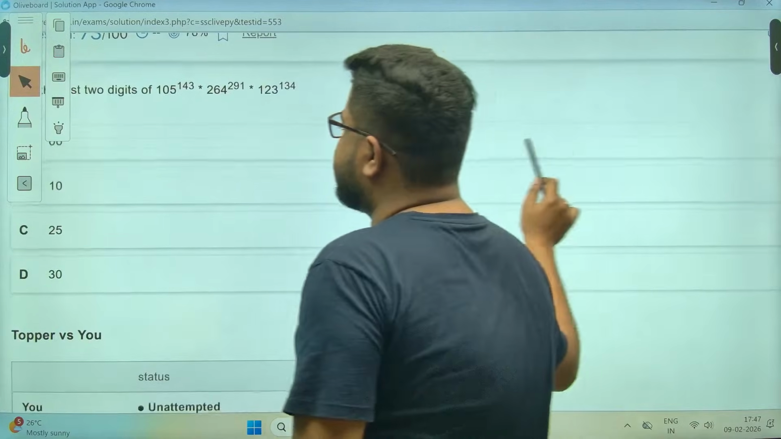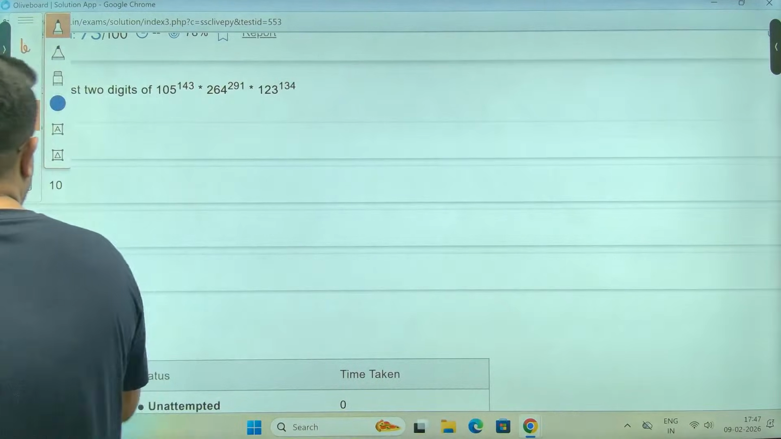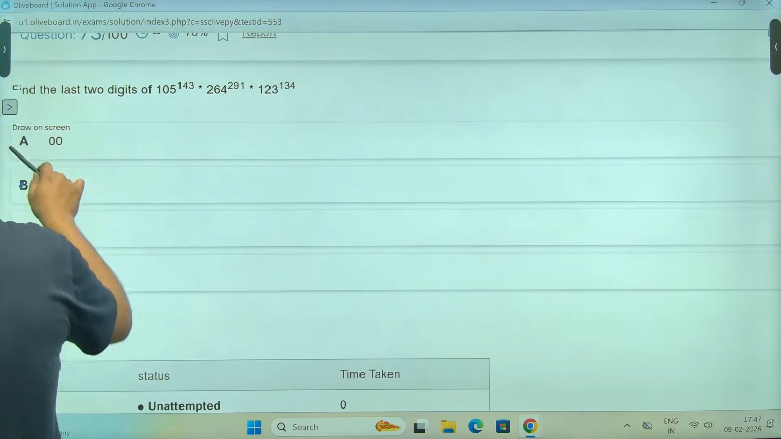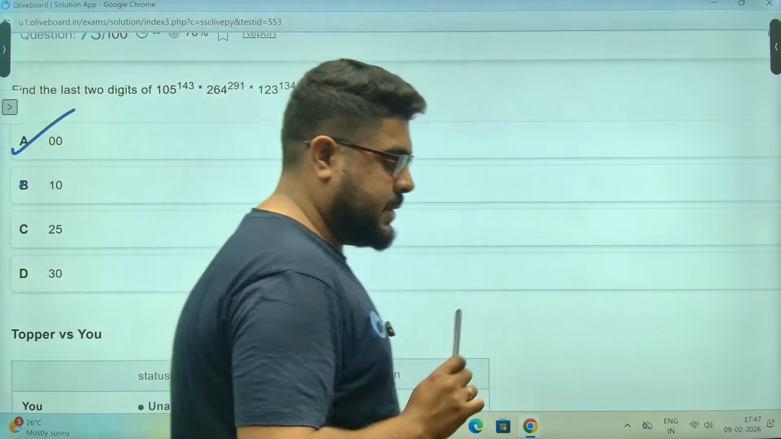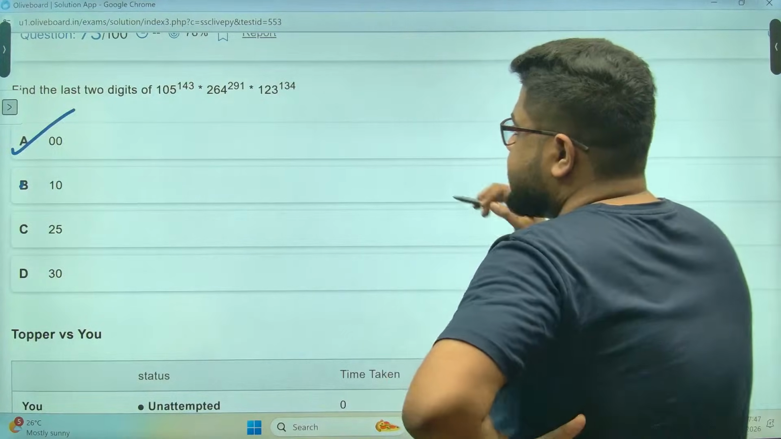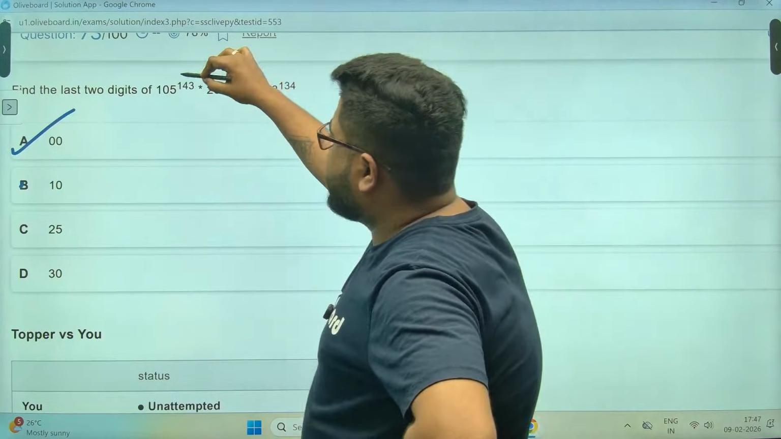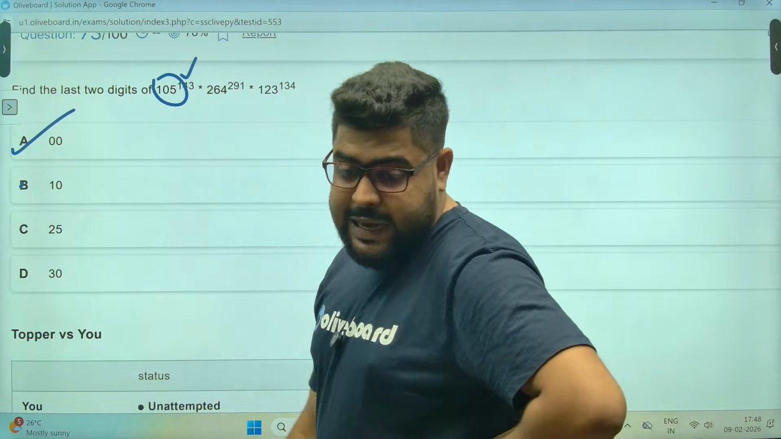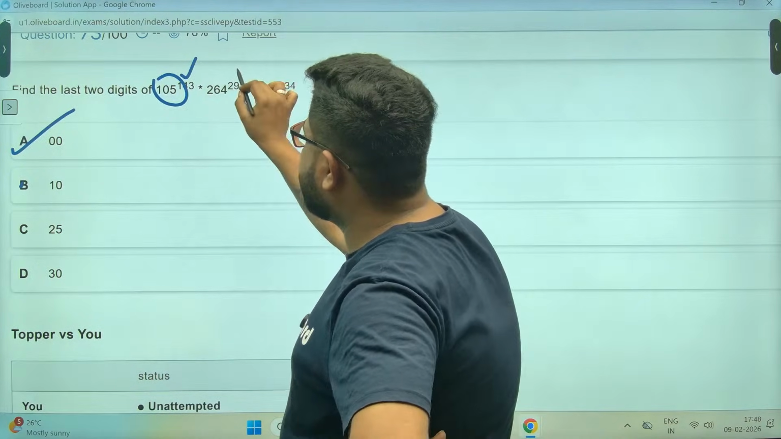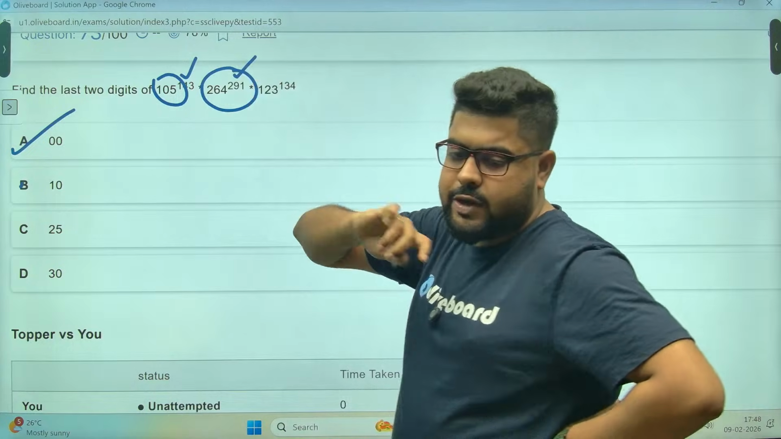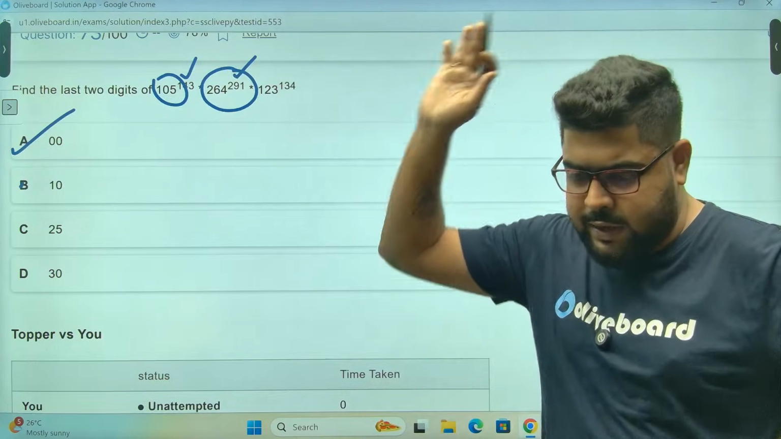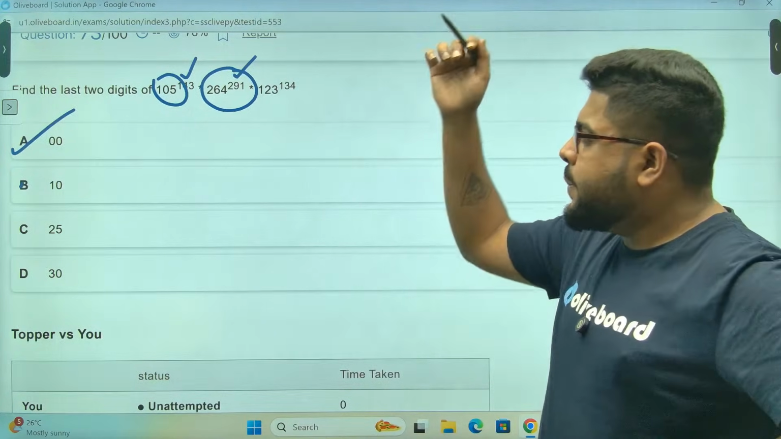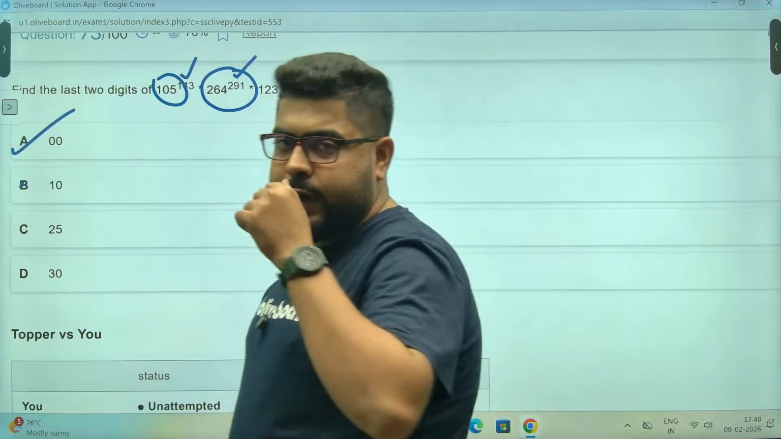Sir, unit digit. Achha, last 2 digits, okay. Sir, 00 is the answer. Now again, why, sir? Sir, I can see there are 143 fives here, minimum. And I told you, there is always no scarcity of 2s. 2 is always in abundance. Why? Because every alternate number has a 2 in it.